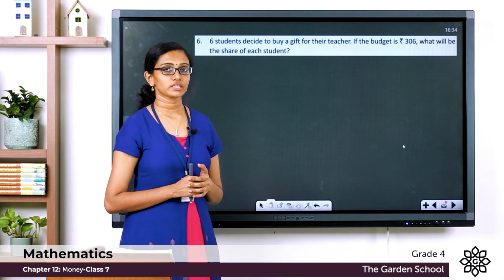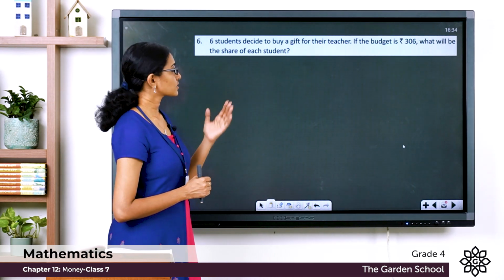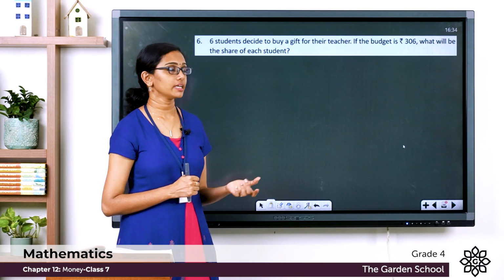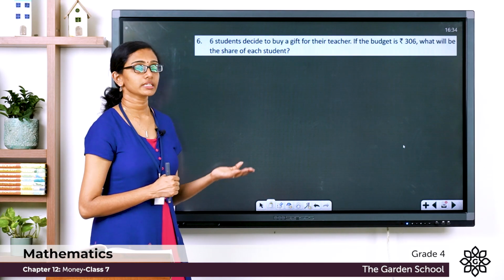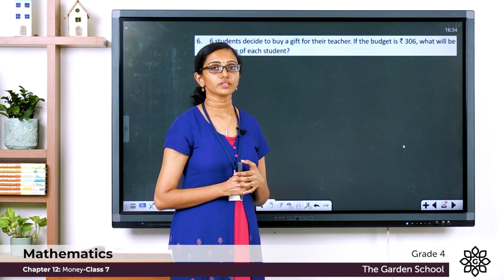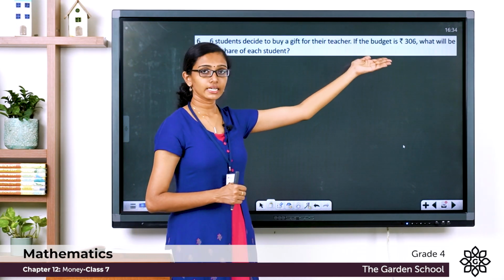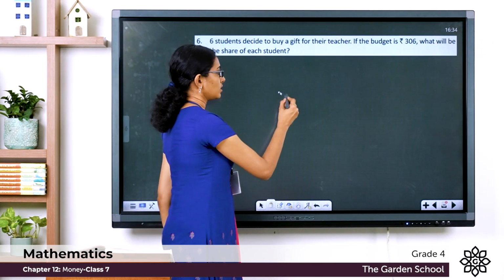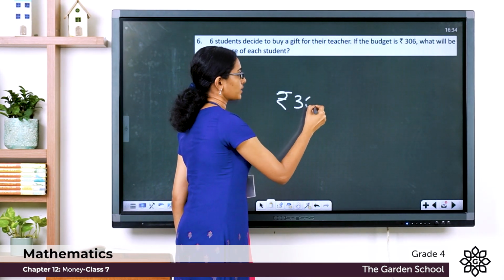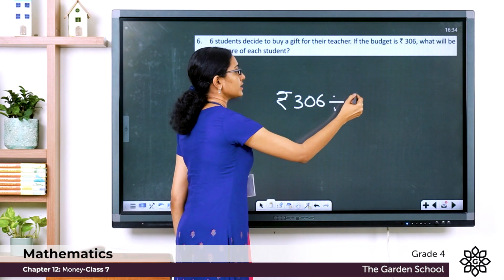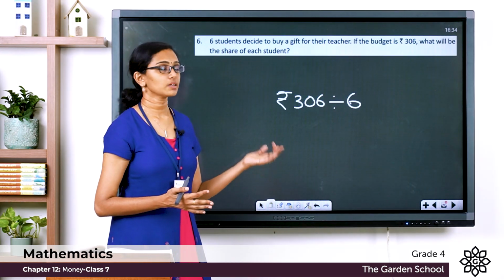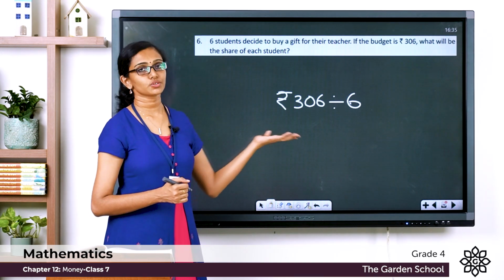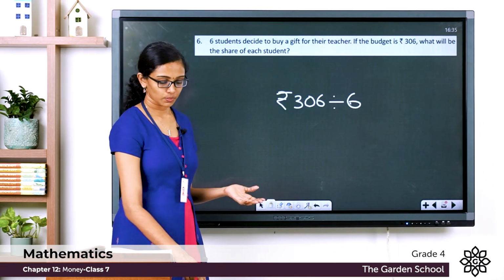And it is also mentioned that there are a total of 6 students in the class. So how do you find out the amount of money that each student should give to collect this total amount? Just divide the total amount needed by the number of students, which means 306 rupee divided by 6. And then you will get the share of each student. So let's see the steps once again.